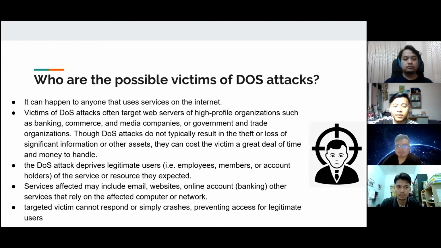The DOS attack deprives legitimate users such as employees, members, or account holders of the service and resources that they expected. The services affected may include email, websites, online accounts, and other services that rely on the affected computer or network. So the targeted victim cannot respond or simply crashes, preventing access for legitimate users.